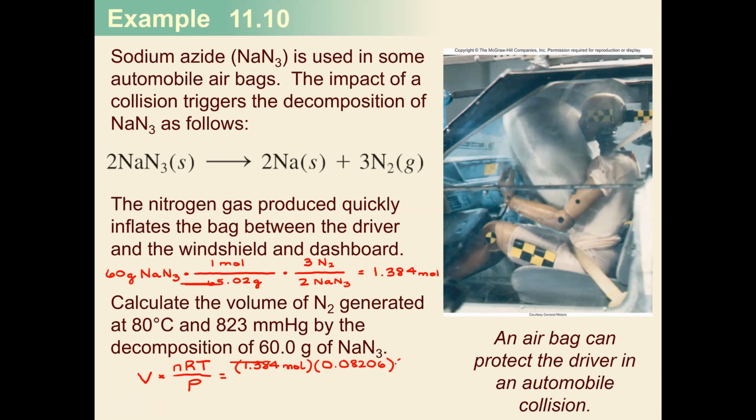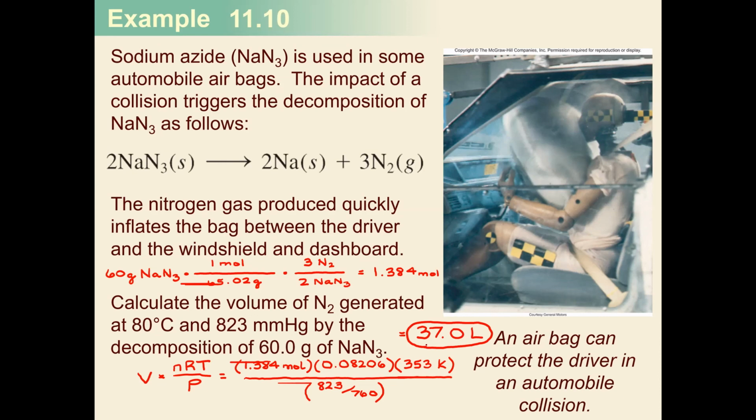Then I have my ideal gas constant, so that is 0.08206. And I need to look at my temperature. Notice that it says that it is at 80 degrees C. I add 273. That should give me 353 K. And I need to look at my pressure, and you will see that I have millimeters of mercury. So what I'm going to do in this case is take my 823 and divide it by 760 to give me my atmospheres. If I do all of this math correctly, you will see that I get a volume of approximately 37.0 liters.